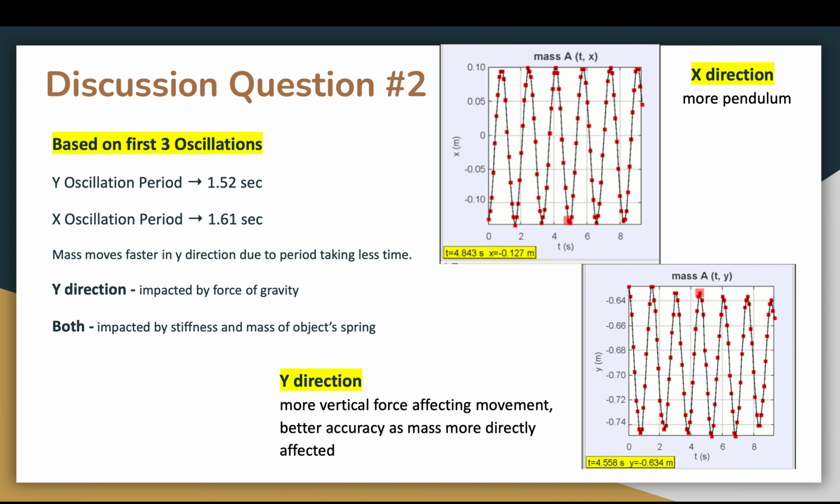However, in the x direction, you have more of the pendulum, while in the y direction, you have more of the up and down force of the spring impacting the movement. Therefore, it is more accurate to use the y direction as the mass of a spring is more directly affected in this experiment.